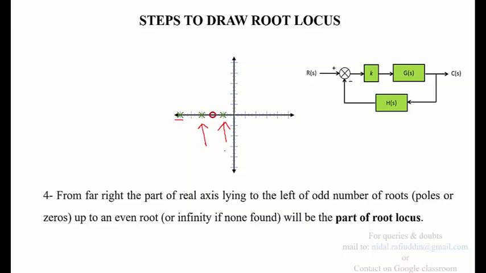So you'll have to identify the odd number of roots on the s-plane which lie on the real axis. And this rule says that the part of the real axis lying to the left side of the odd number of roots will be part of the root locus. So this part of the real axis will be part of the root locus. So this is what rule number 4 means.